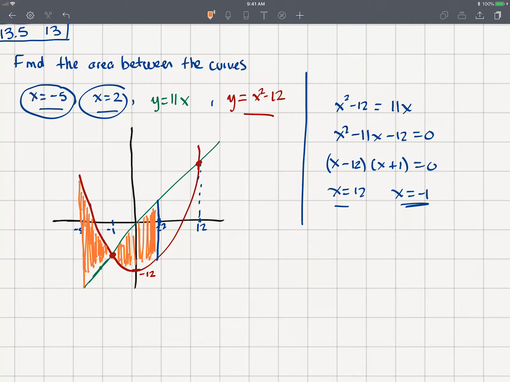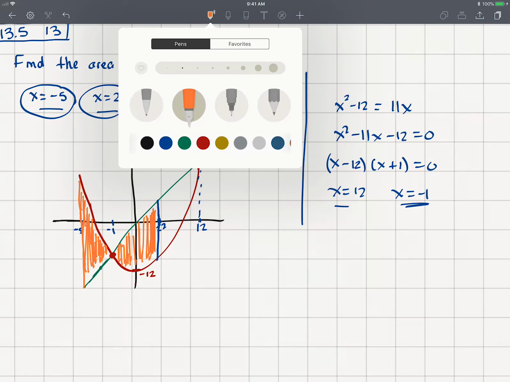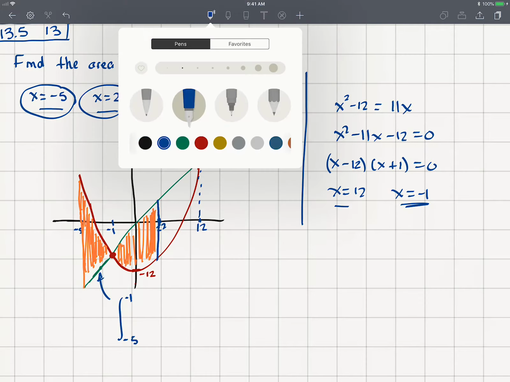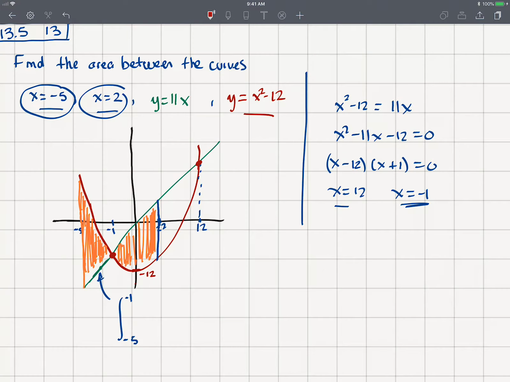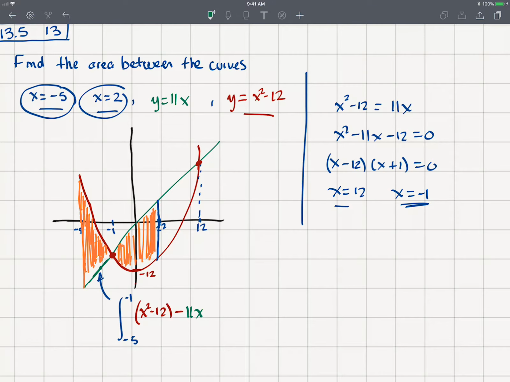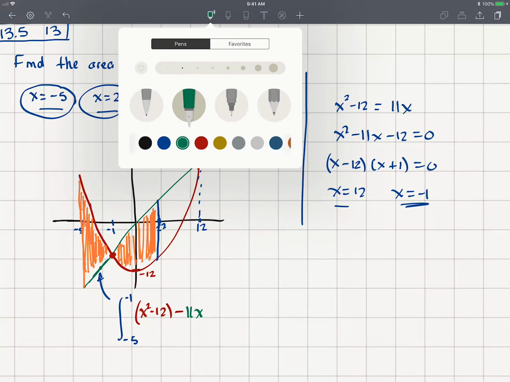So to find this area, there are two integrals. For this part, it's the integral from -5 to -1 of the red parabola, because that's the one that's on top. So you're going to do x squared minus 12 minus the green line, because that's the one that's on the bottom. That's how you find the area for this part. I have to put a dx right here.